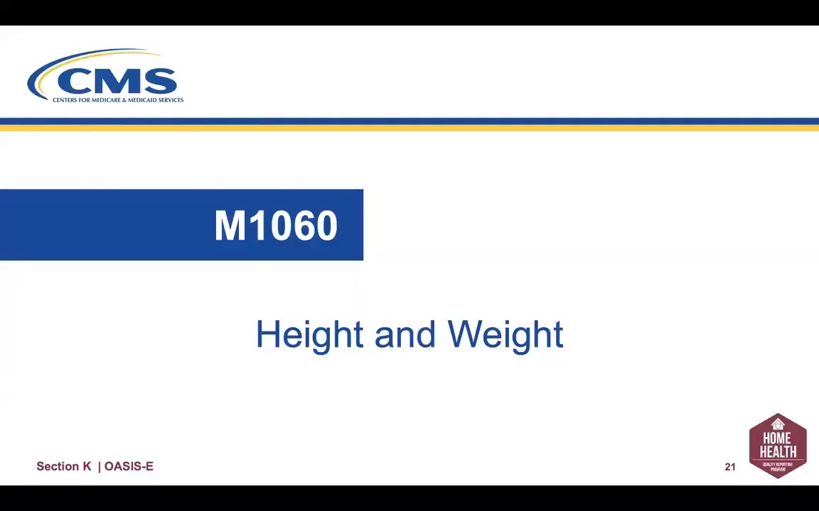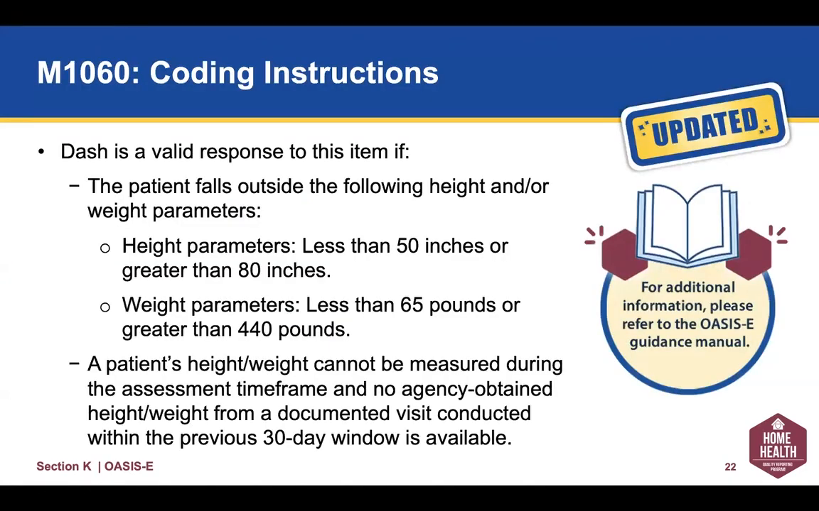Now let's review M1060, height and weight. Please note that this is an existing data element that was updated to include the use of a dash as a valid response if the patient falls outside of these height or weight parameters. For height parameters, less than 50 inches or greater than 80 inches, and for weight parameters, less than 65 pounds or greater than 440 pounds.